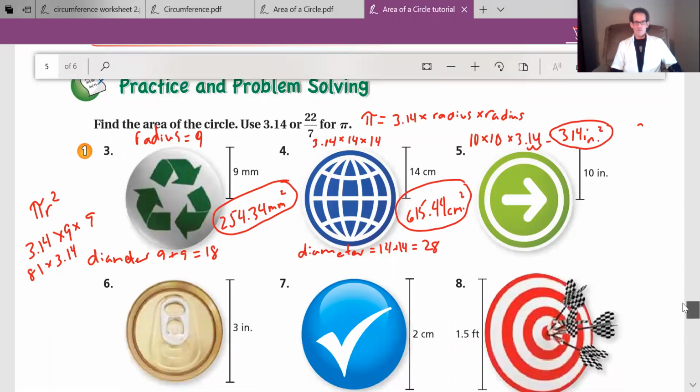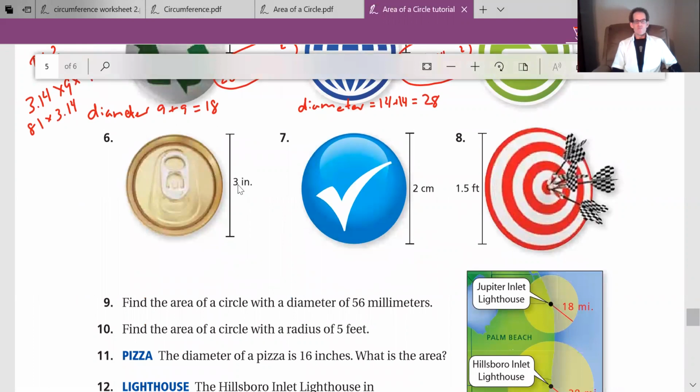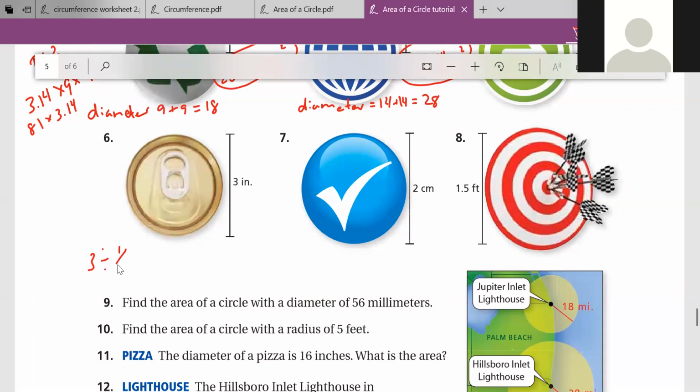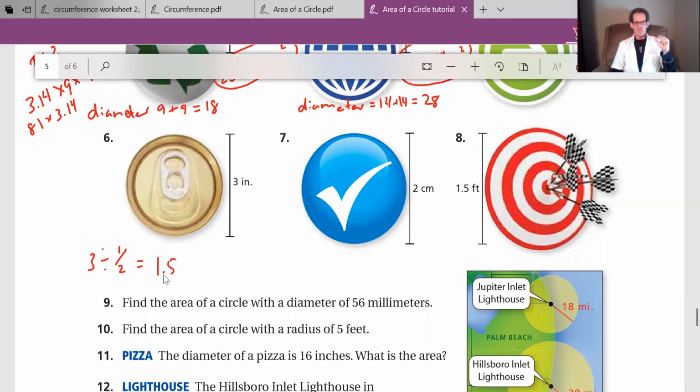Okay, let's look at a couple down here. Oh, good. So this one, they're trying to fool you because they're giving you the diameter. That's the whole distance. For the area of a circle, you don't want the diameter. You want the radius, okay? So if the diameter is 3, then half of 3 is 1.5. That's the radius.